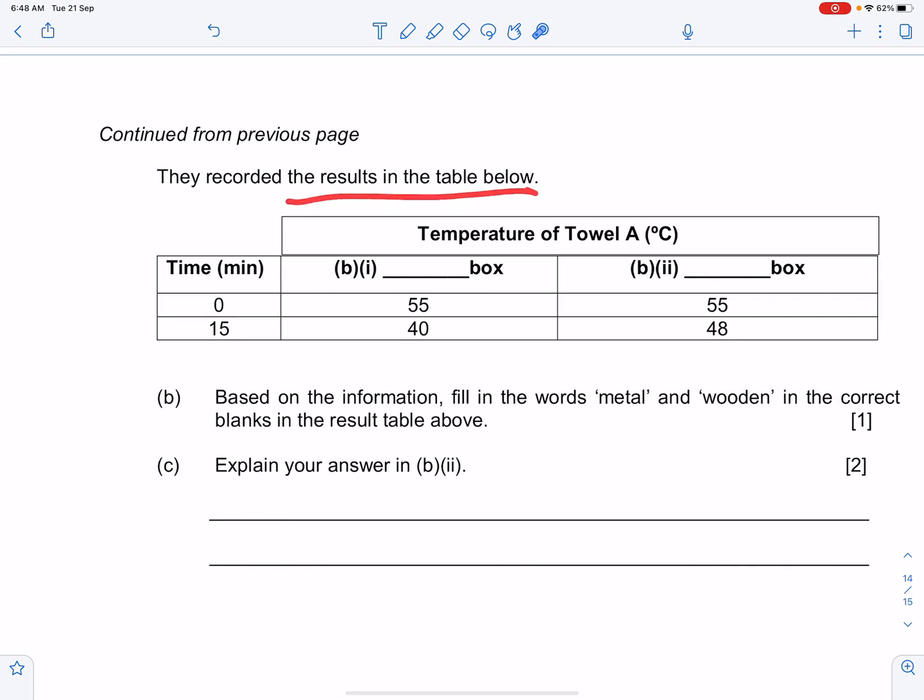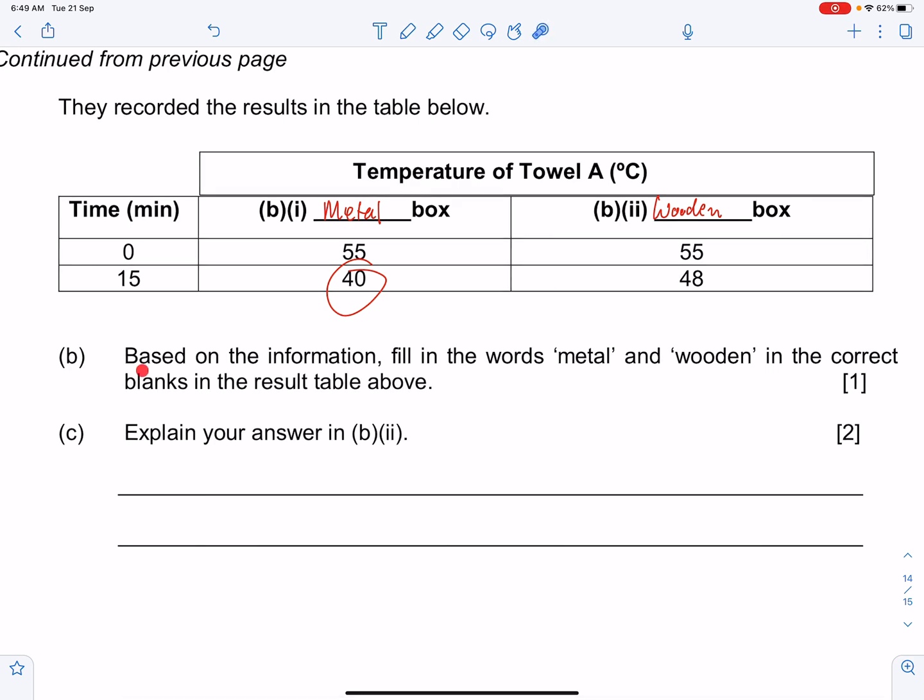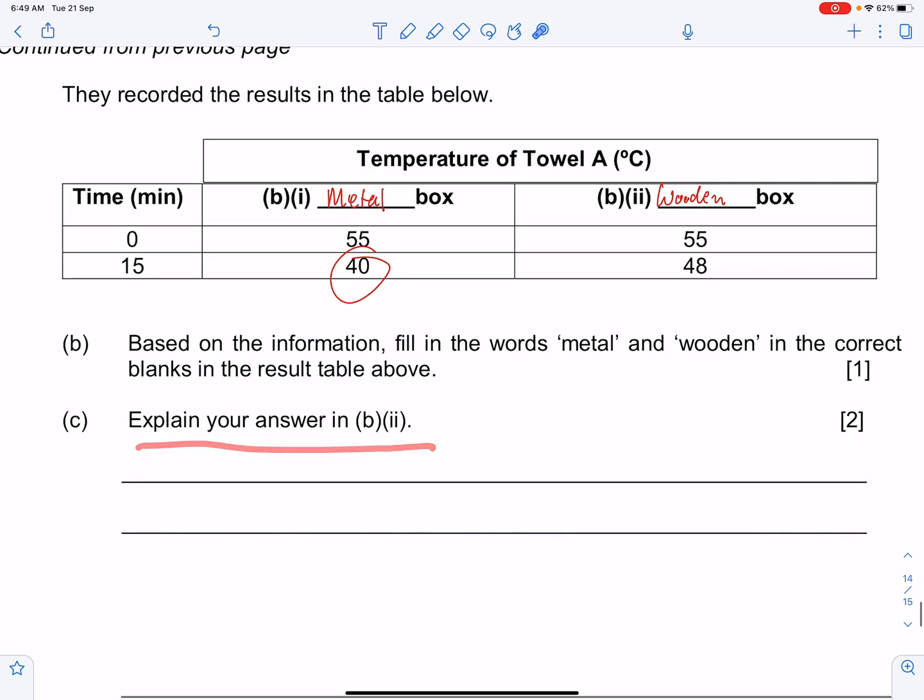They recorded the results in a table below, and then they ask you to predict which box is which. Like I told you, the one with the higher temperature after 15 minutes should be your wooden box, and the one that is of a lower temperature is your metal box. So can you see how understanding the question even before reading it sometimes can help you make better sense and better anticipation of what the question is asking you? Based on the information, we have done this. Next, explain your answer in B, which is this.